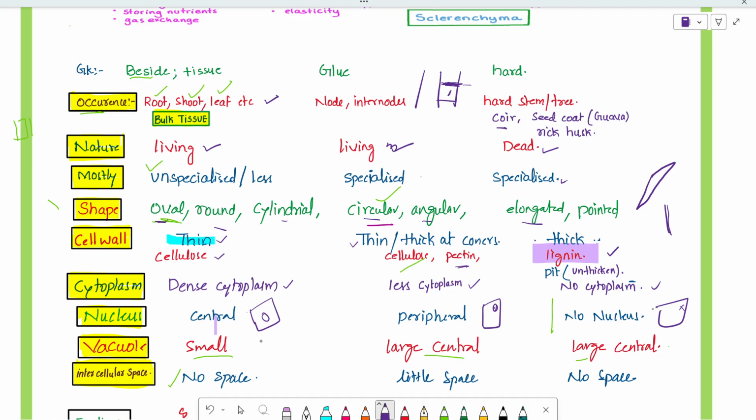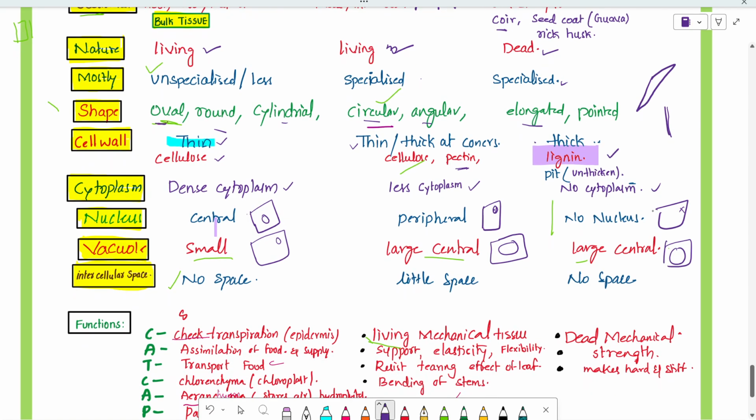Next one, vacuole. If I take a cell like this, the vacuole will be smaller. Here, the central vacuole gradually increases. Vacuole size will be more. Whereas in the sclerenchyma, the vacuole is deposited with other chemicals.